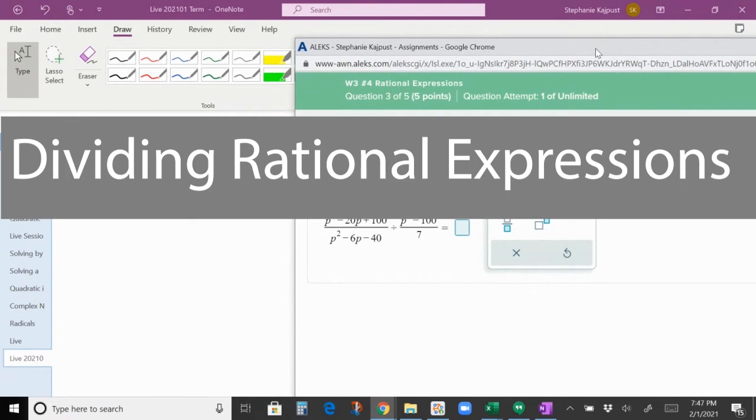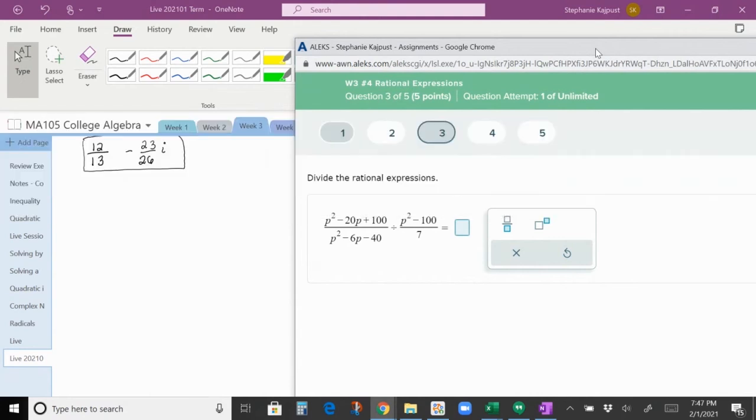Divide the rational expressions. Yeah. So you have to factor here. I bet you the error is in your factoring, because that's usually what goes wrong.